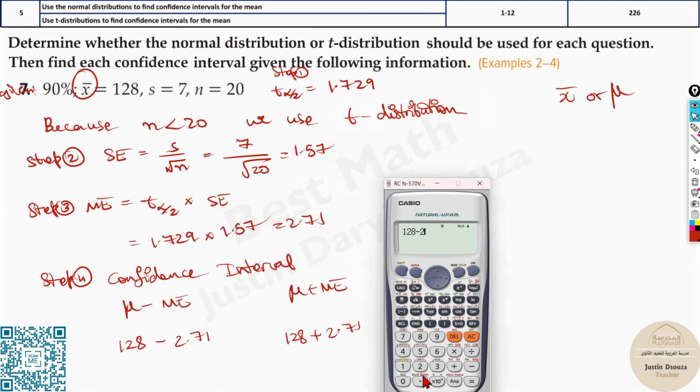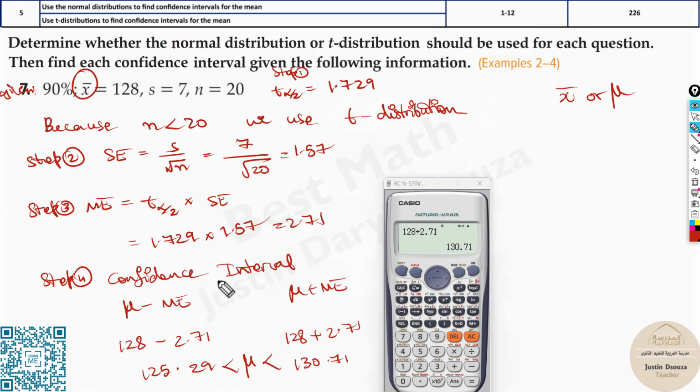128 minus 2.71. The answer over here is 125.29. The mean must be greater than that lower value and must be lesser than the higher value, that is, when we add it up over here, it's 130.71. So that must be the answers.